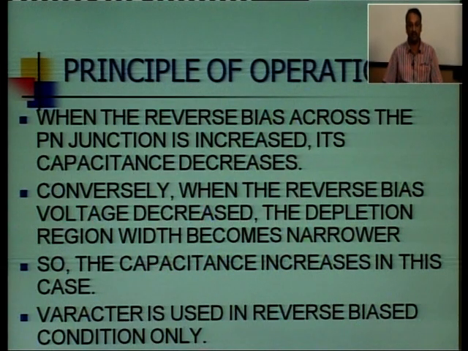So, when reverse bias voltage increases, depletion region width increases and capacitance decreases, whereas when reverse bias voltage is decreased, the depletion region becomes narrower and the capacitance value increases. So, it is proved that a varactor is used in reverse bias conditions only. Varactor diodes are used in reverse bias conditions only.